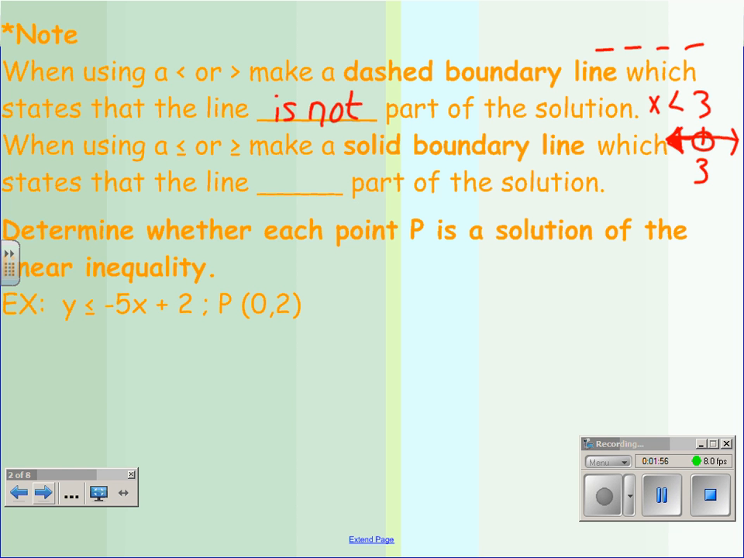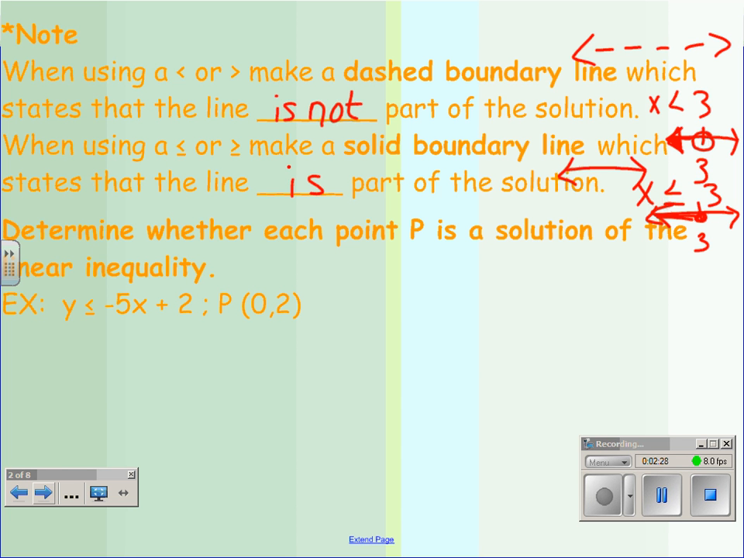When using a less than or equal to or greater than or equal to, make a solid boundary line, which states that the line is then part of the solution. So using this same example, if we do x is less than or equal to 3, then we would make a solid point on the 3 telling us that 3 is part of the solution. So in the case of this kind of inequality, we would just use a solid line rather than a broken line. So that's going to be the difference in terms of what they look like.